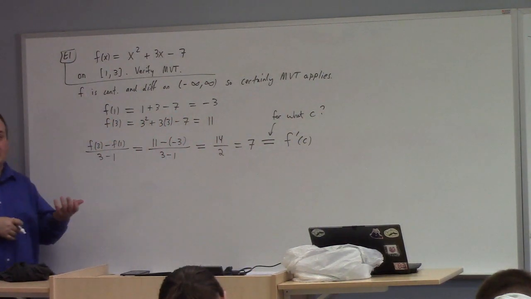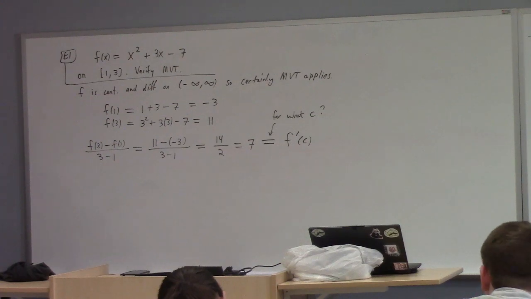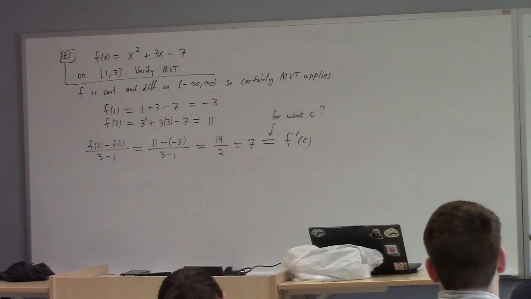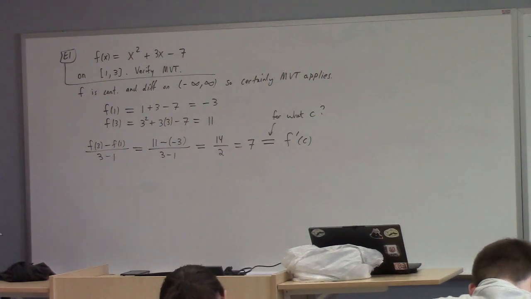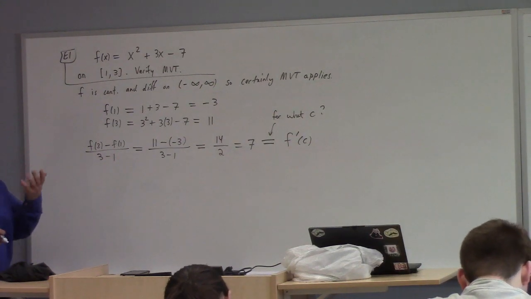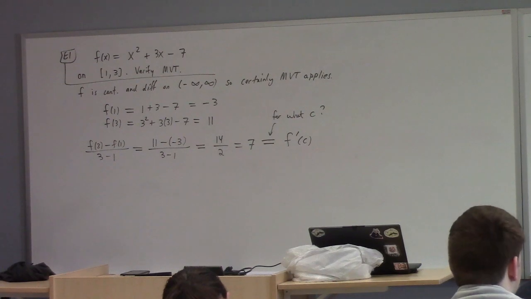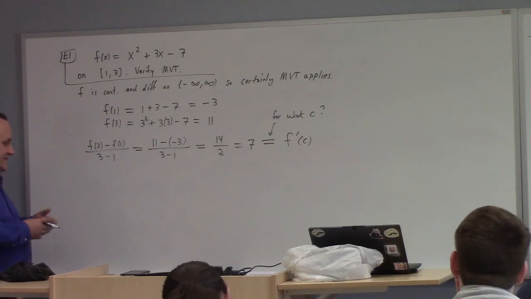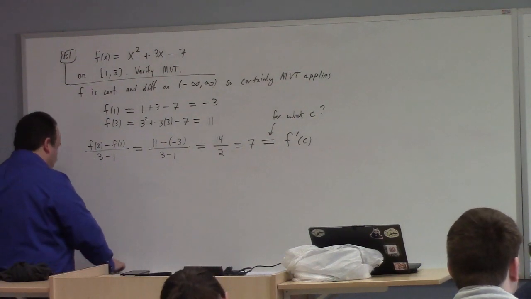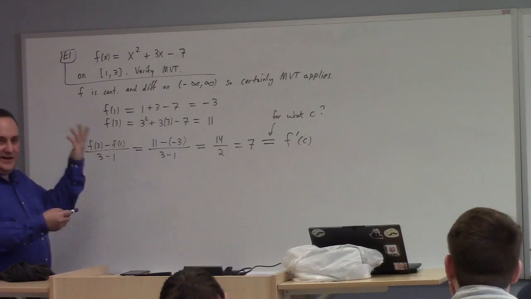If we can find that c, that verifies the mean value theorem for this function on the interval 1 to 3. So how do we actually find the c? Does the mean value theorem tell you how to find it? Certainly doesn't, right? But how do you find it? How about we just differentiate and work it out?